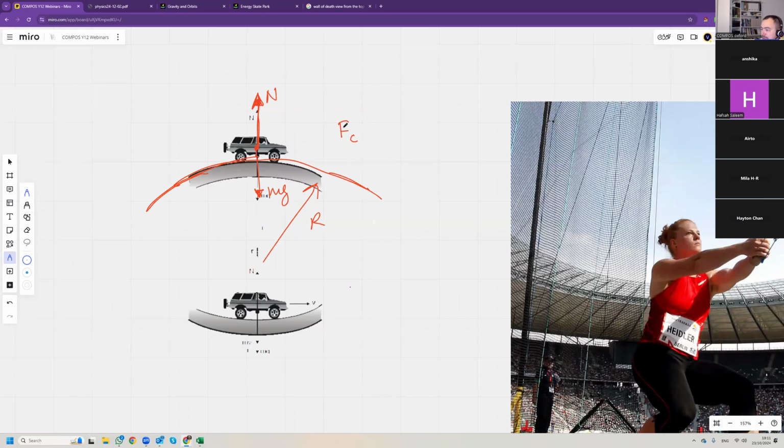Yes, people are sending their messages to me directly rather than into the chat. I'll try to read them out. What is the centripetal force here? It is the imbalance between mg and N. Okay, so mg is actually greater because it's accelerating downwards, right? It's circular motion, so it's moving in a circle. That means there must be an unbalanced force downwards, and the centripetal force is mg minus N. So mg is pulling you towards the center and N is pushing you away from the center, but mg is bigger. When you're going over a bridge like this, mg is going to be bigger.